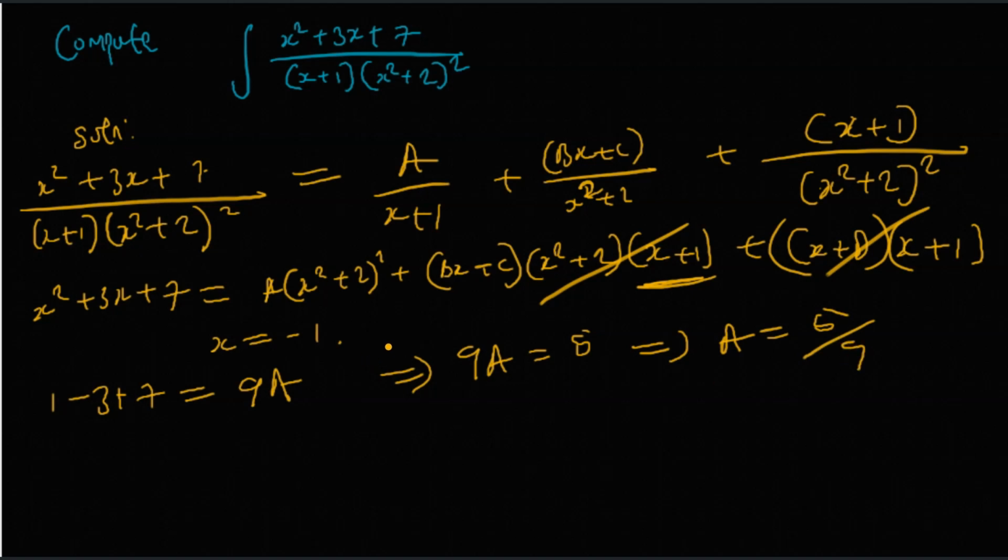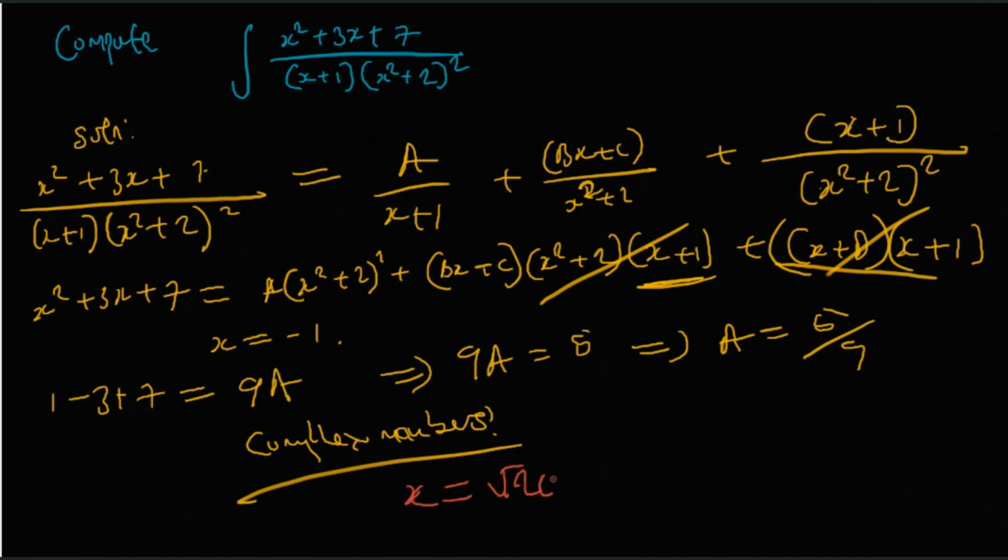Now, having gotten A, the next approach for us is what I call the complex numbers method. For this case here, notice that we set x equal to negative 1 because we know that x equal to negative 1 is what's going to make this term vanish as well. But now we have a factor of x squared plus 2. If we can eliminate this factor of x squared plus 2, then we are going to be halfway through solving the problem. What will make x squared plus 2 equal to 0 is when x is square root of 2i.